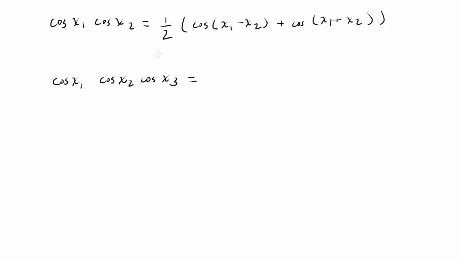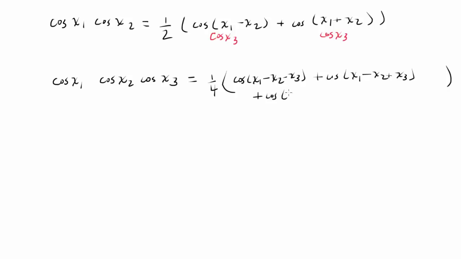Well, we're multiplying by cosine of x sub 3 to each of these expressions, and we can use product to sum once again, factor 1/2 out. That's going to get us 1/4 times cosine of x sub 1 minus x sub 2 minus x sub 3 plus cosine of x sub 1 minus x sub 2 plus x sub 3 plus cosine of x sub 1 plus x sub 2 minus x sub 3 plus cosine of x sub 1 plus x sub 2 plus x sub 3. And from this, it's obvious once again how we have, let me actually make this general.